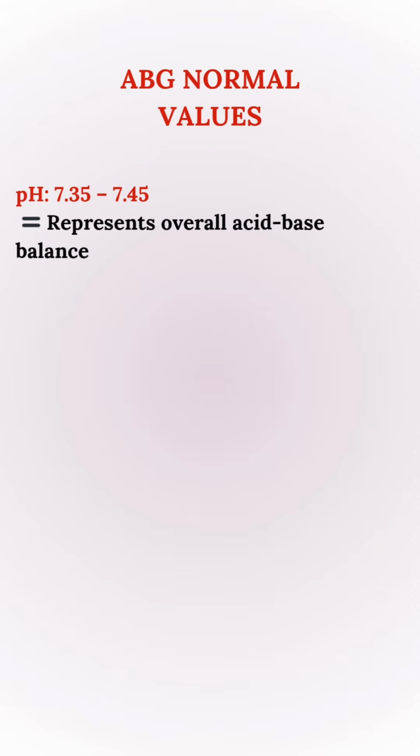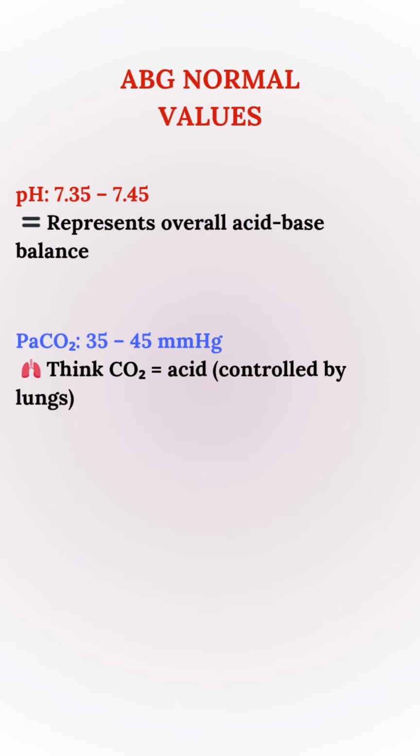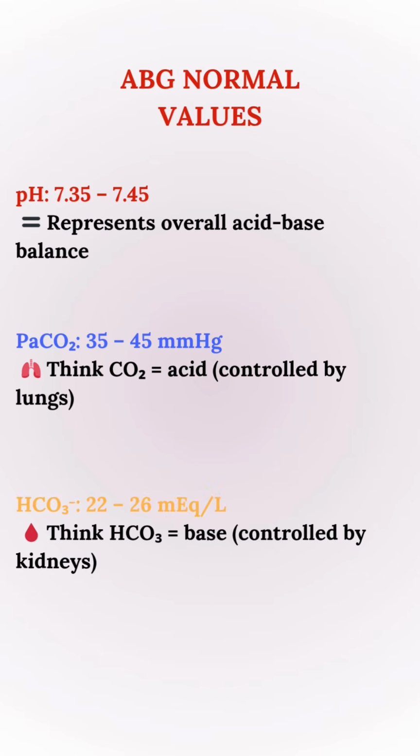Your pH should be between 7.35 to 7.45. CO2 is 35 to 45. Acid side, it's controlled by the lungs. Bicarb is 22 to 26. This is your base side, controlled by the kidneys.